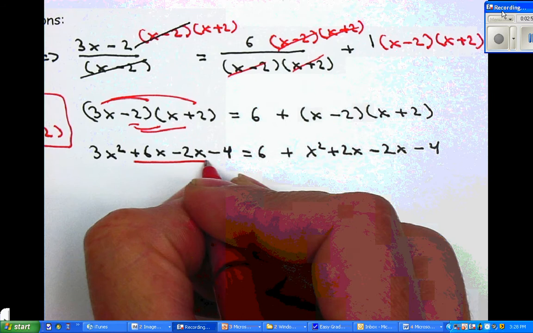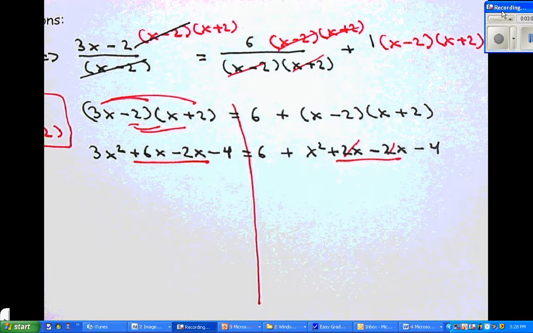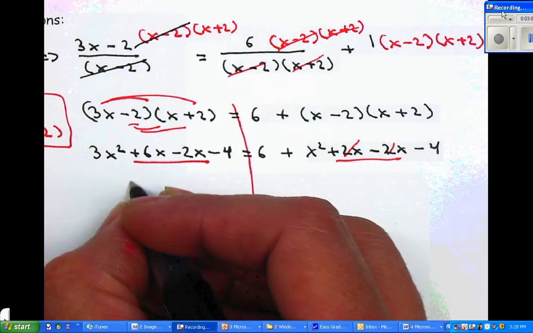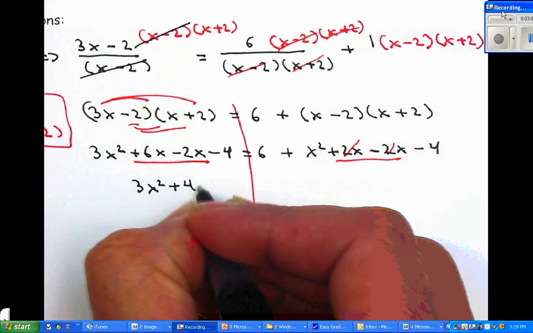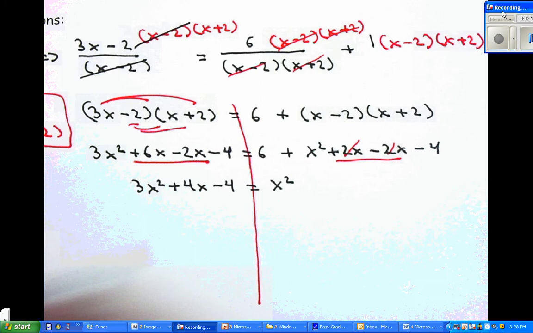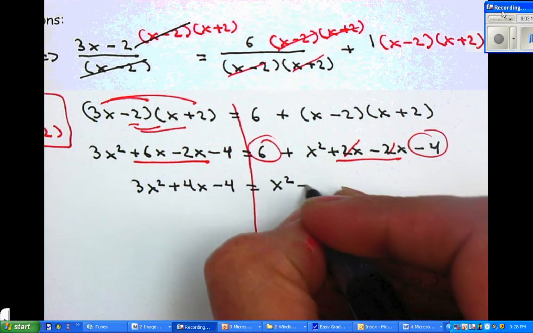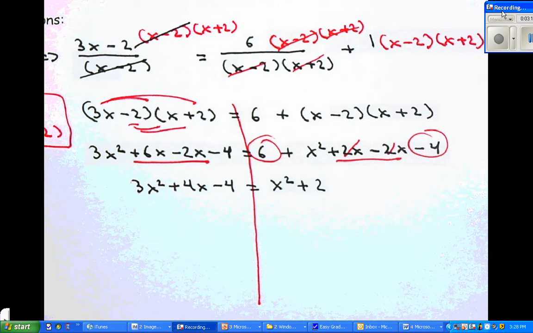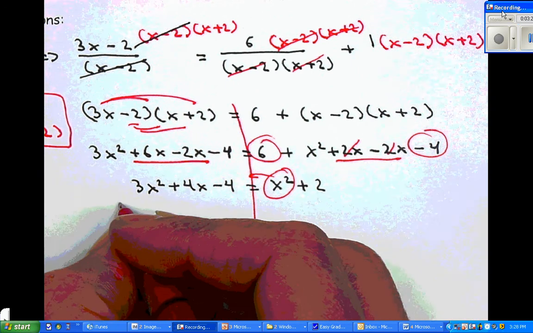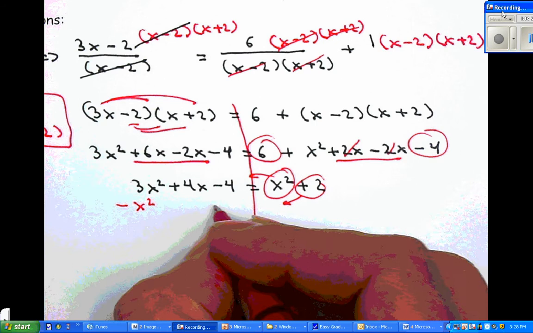I'm going to combine both terms, and if you notice on the right hand side, those two cancel. I'm going to make a line just to be able to do an equation. On the left hand side, we have 3x squared plus 4x minus 4 is equal to x squared. Those two cancel, and I have plus 2. I have a quadratic equation. I want to be able to make it equal to 0. I'm going to move this to the left, becomes a negative x squared. And I'm going to move this to the left, becomes a negative 2.